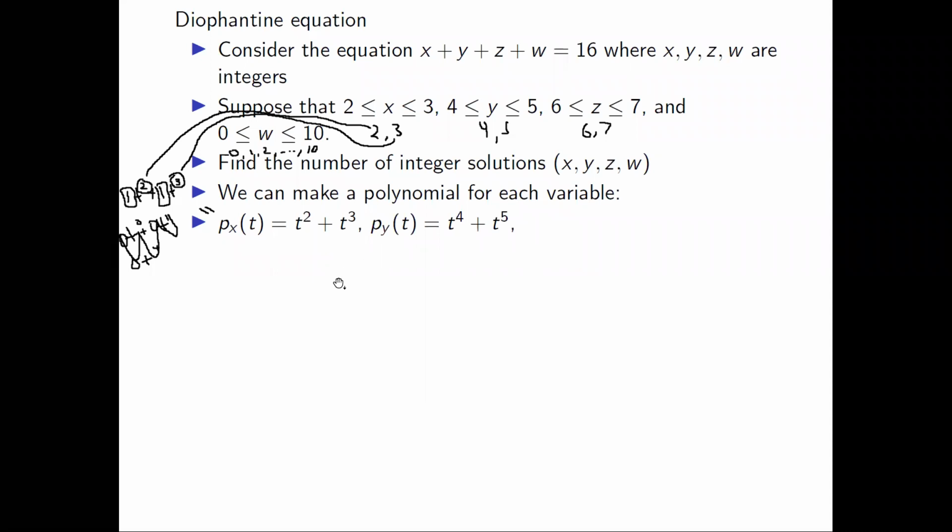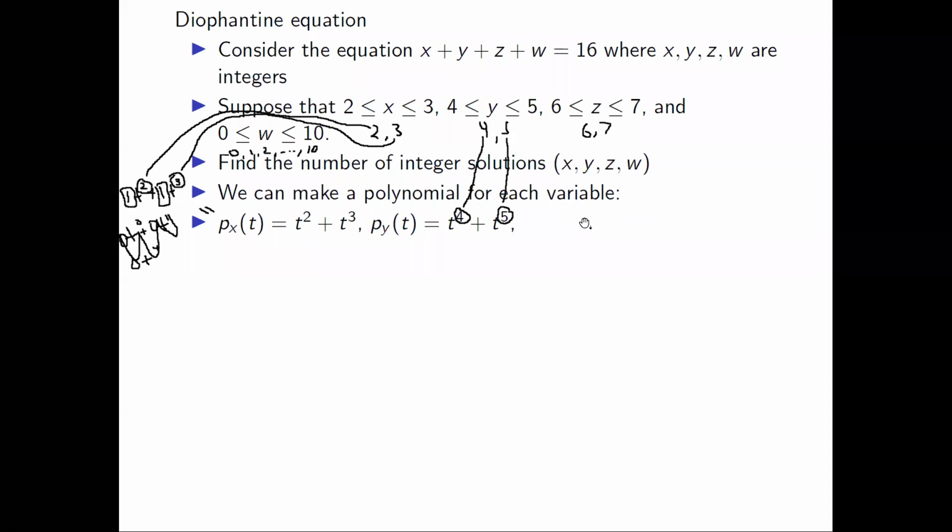The polynomial for p sub y, we can calculate similarly to how we calculated the p sub x polynomial. So we see we have a t to the 4th and a t to the 5th here. The 4 here is from that 4 up here. The 5 here is from the 5 up here. The coefficients of the t to the 4th and t to the 5th in p sub y are both just 1, because there's one way for y to be 4, and there's one way for y to be 5. And all the other coefficients of any other powers of t besides the 4 and 5 powers are just 0, because there's no way for y to be anything except for 4 or 5.